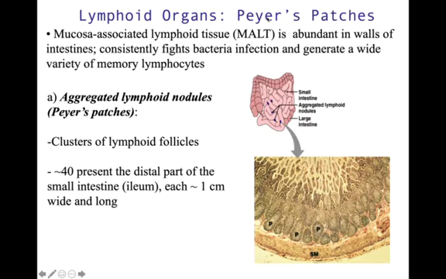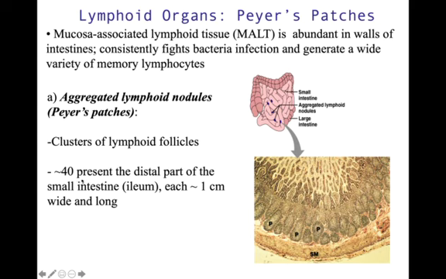All right, the next type of secondary lymphoid organ is found in your small intestine. We call these the Peyer's patches, or the aggregated lymphoid nodules. So these Peyer's patches are basically MALT abundant in the walls of your intestine, specifically towards the ileum side of your small intestine. Remember your small intestine has the jejunum, and it has an ileum. It also has a duodenum, but we find these Peyer's patches in the distal part, in the ileum part of your small intestine.